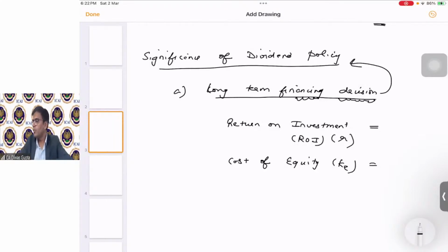Very nice. I am getting a lot of answers. So Bhumika is saying returns expected by shareholders. Very nice. Akshay is saying ROI is what the company gets, but cost of equity is what it pays. Okay.